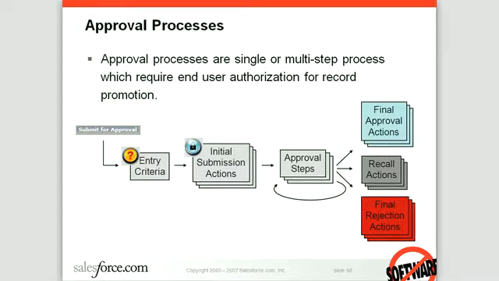The way that approval processes work is that when a user clicks on a Submit for Approval button, we will evaluate whether this record meets the criteria for the approval process. So a user conceivably can click on that Submit for Approval button associated with a record, and it might not meet the requirements, and it might simply say no approval processes meet the entry criteria for the record that you're submitting.